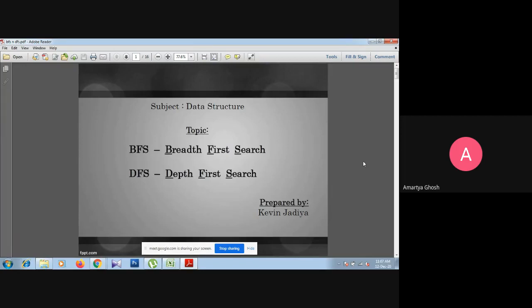And what is the way? There are two ways we can traverse, that is BFS and DFS. In BFS, the first letter is B and the first letter of DFS is D. So B and D. Alphabetically, who comes first? B comes as the alphabet before D, is it not?